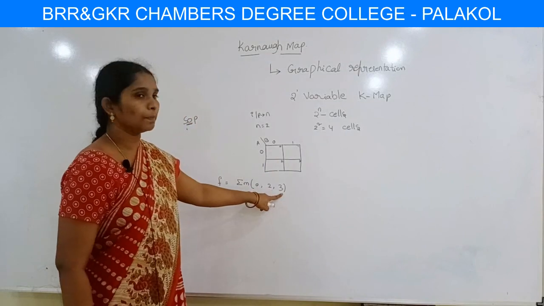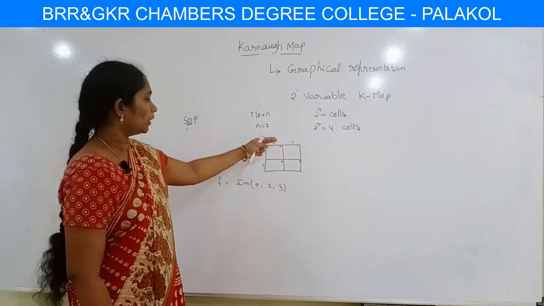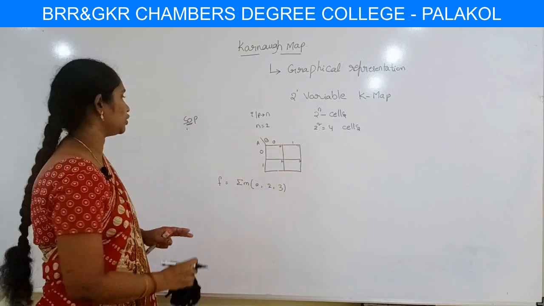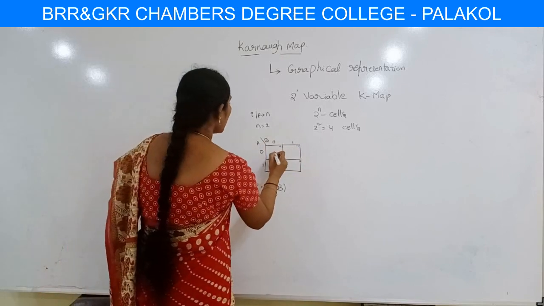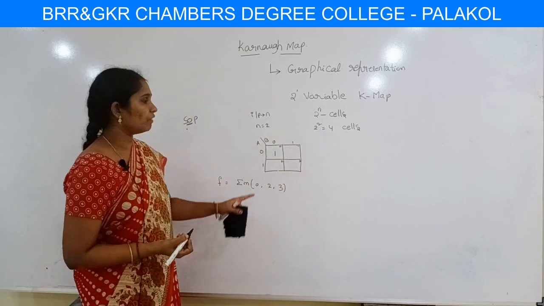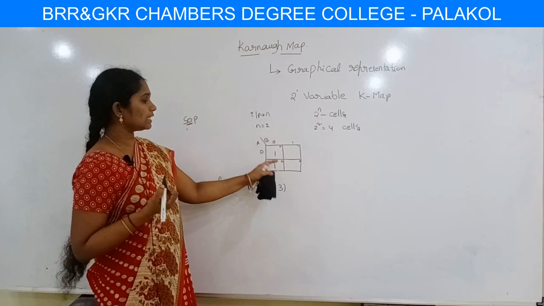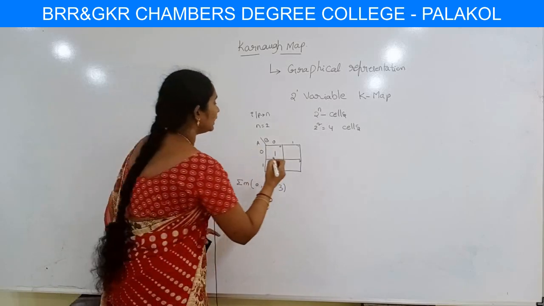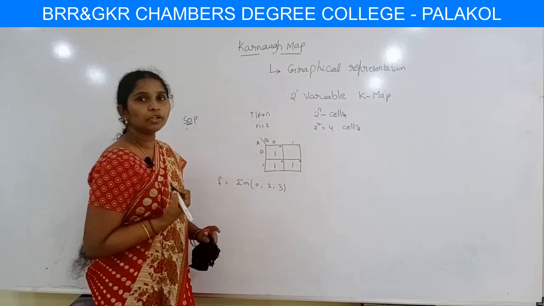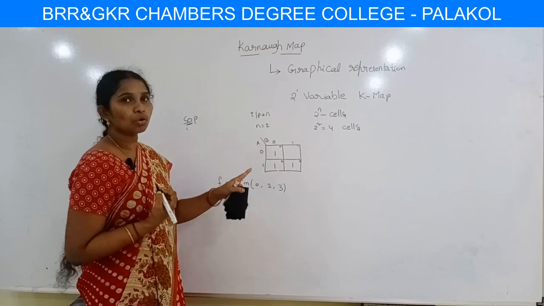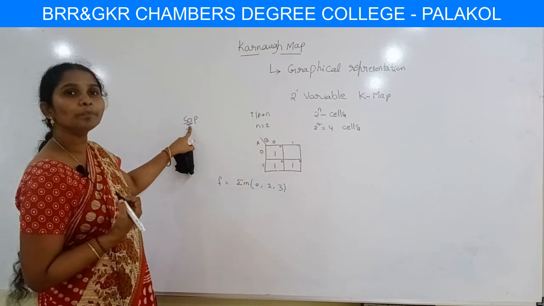So this is the example. How to form pairs in this graphical representation? Here 0 is there, I will put 0; 1 is there, I will put 1; 2 is there and I will put 1 in this 2 cell; and 3 is there and I will also put 1 in this 3 cell. Why am I mentioning 1 here? Because it belongs to SOP.